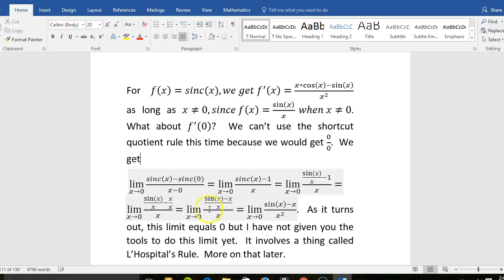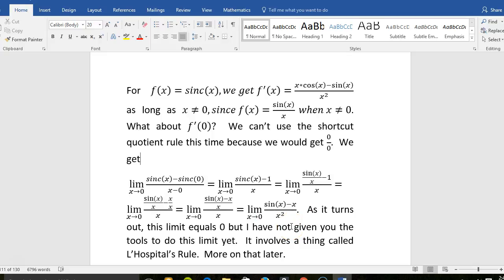Now, by the laws of algebra, I bring this x down together and multiply it into this x and get x squared. And the sine x minus x just stays up there. So I have the limit as x goes to 0 of this guy right here. As it turns out, this limit equals 0, but I've not yet given you the machinery to do this limit. You're going to need a thing called L'Hopital's rule, and I've not given you that thing yet. So we'll say more on that later. For now, just take my word for it that this limit is 0, but you really need more information.